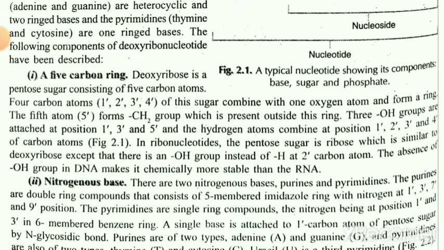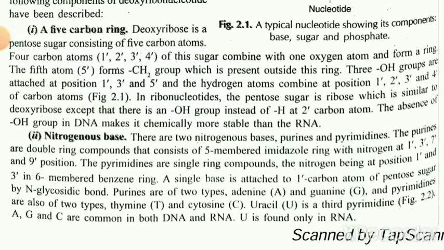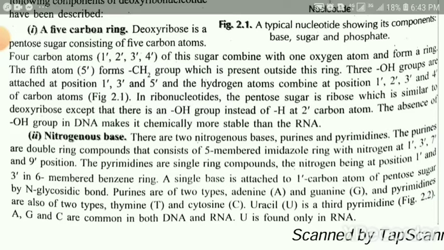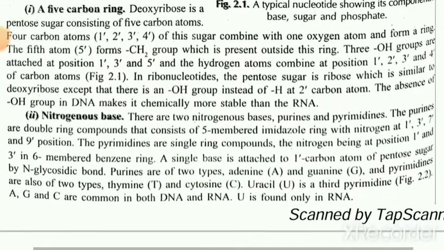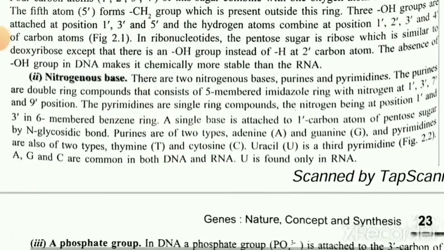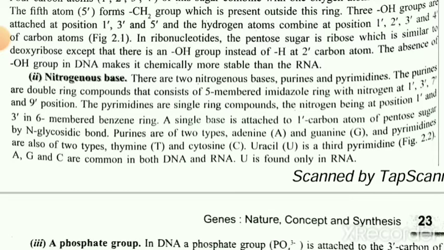2. Nitrogenous base. There are 2 kinds of nitrogenous bases, purines and pyrimidines. The purines are double-ring compounds that consist of a 5-membered imidazole ring with nitrogen at 1, 3, 7 and 9 positions. The pyrimidines are single-ring compounds, the nitrogen being at positions 1 and 3 in a 6-membered benzene ring. A single base is attached to the 1' carbon atom of the pentose sugar by an N-glycosidic bond. Purines are of 2 types, adenine A and guanine G, and pyrimidines are also of 2 types, thymine T and cytosine C. Uracil, U, is a third pyrimidine, Figure 2.2. A, G and C are common in both DNA and RNA. U is found only in RNA.